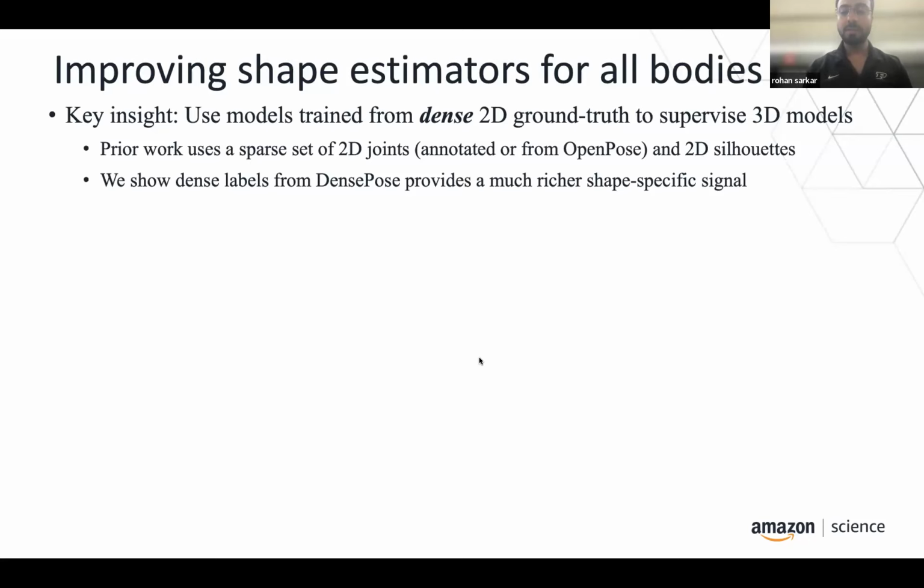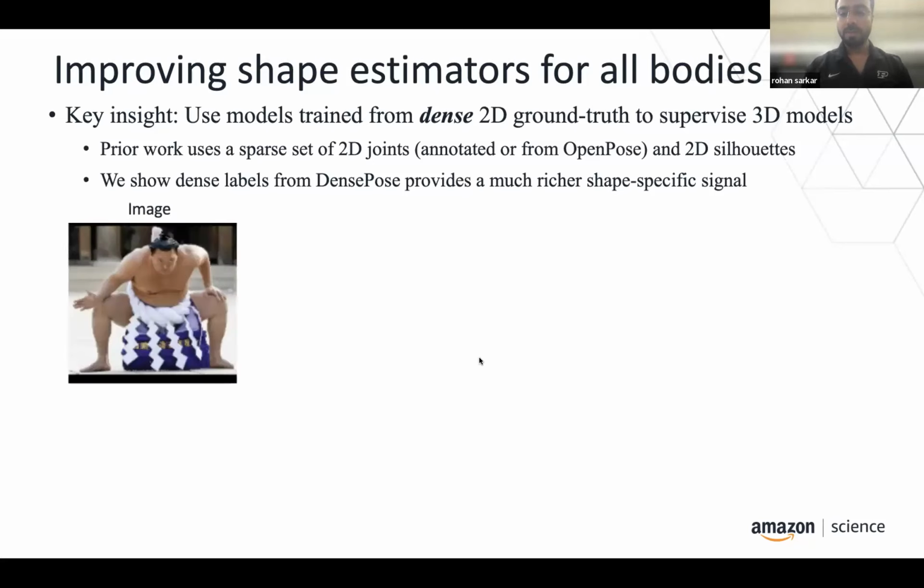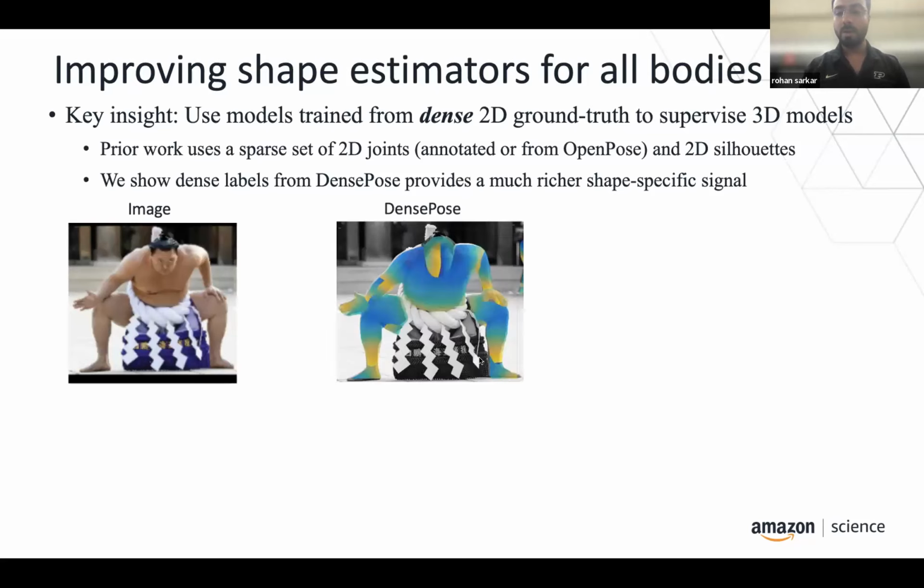The key insight that we use in our work is to use DensePose, which is trained using dense 2D ground truth, to supervise the 3D shape estimation. We'll explain this with an example. For this image, we first run DensePose, which aims at mapping all the human pixels of an RGB image to the 3D surface of the human body.